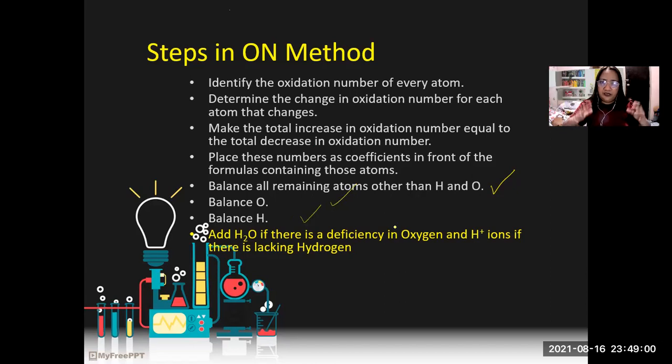And afterwards, when you really can't, for example, you come across a problem wherein there is lacking oxygen or lacking hydrogen, then you have to employ the step from the half reaction method wherein you add water when there is a deficiency in oxygen, and you add hydrogen ions when there is a deficiency in hydrogen. But this is not always. It's just that, for example, at the end of balancing, you get to a dead end. Hydrogen and oxygen do not balance. Then you have to add water for oxygen, and hydrogen ions for hydrogen.